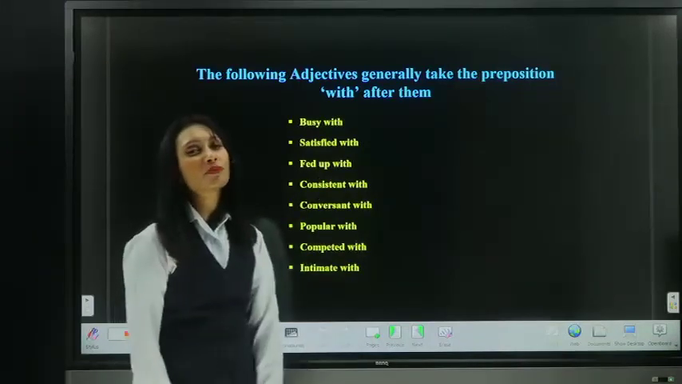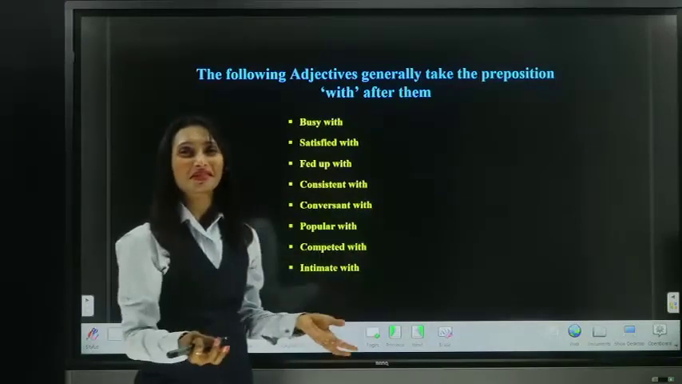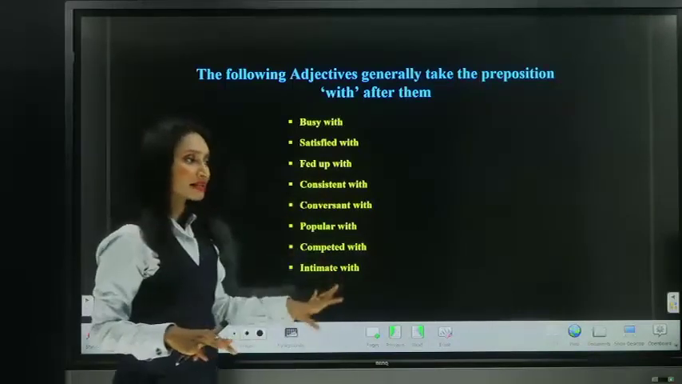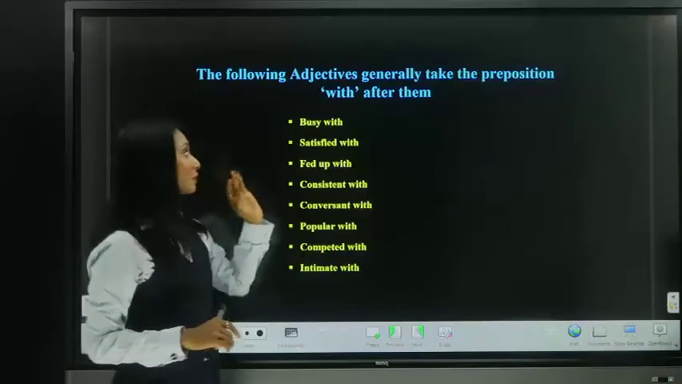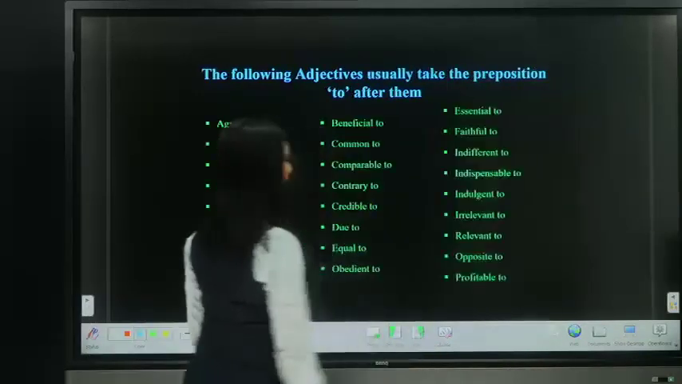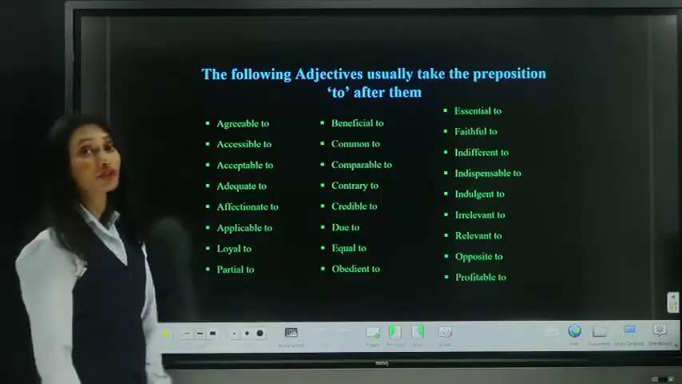I'm fed up with your excuses. No, no more excuses. So like that, you can make some examples. That's about preposition with. Now let's see the next one, adjectives followed by preposition to.